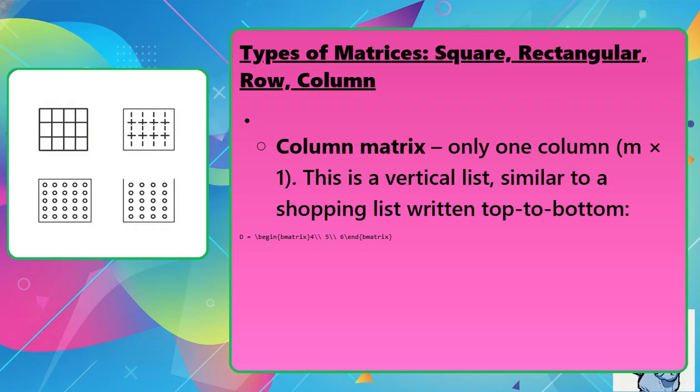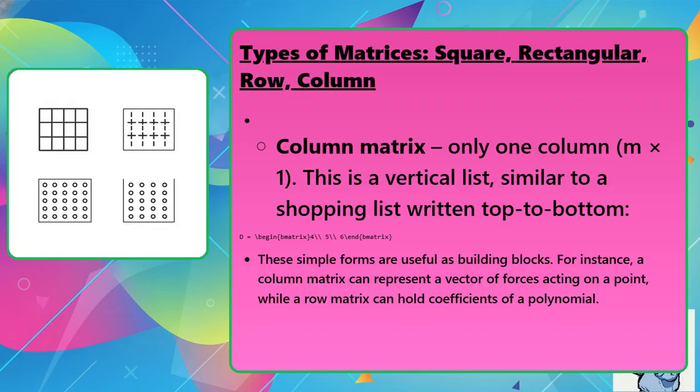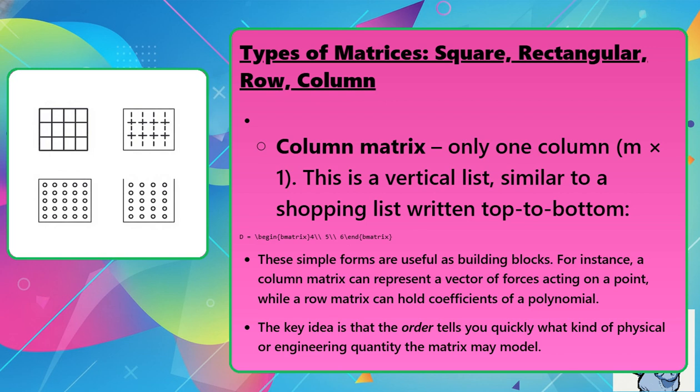Column matrix: only one column, m by 1. This is a vertical list, similar to a shopping list written top to bottom. D equals a matrix with a single column containing 4, 5, 6. These simple forms are useful as building blocks. For instance, a column matrix can represent a vector of forces acting on a point, while a row matrix can hold coefficients of a polynomial.